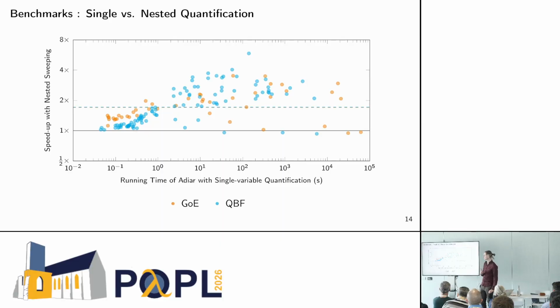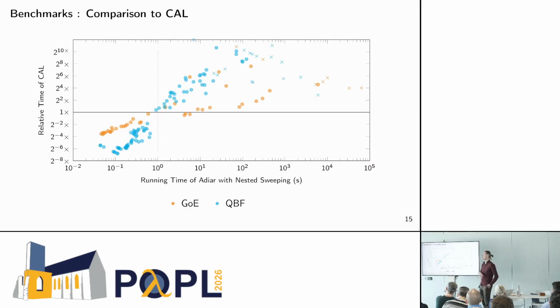I should have mentioned, yeah. Here on the x-axis, sorry, here on the x-axis, we have the running time without the nested sweeping. And on the y-axis, you have the speed up gain. Sorry about that. So above the line would be speed up, and below the line, slow down. Next time, axis first. Let's talk about the axis first.